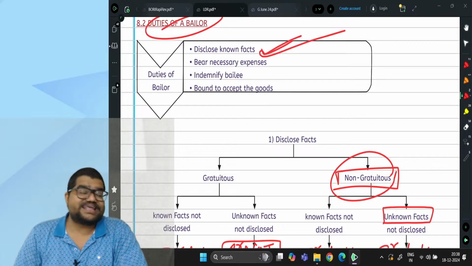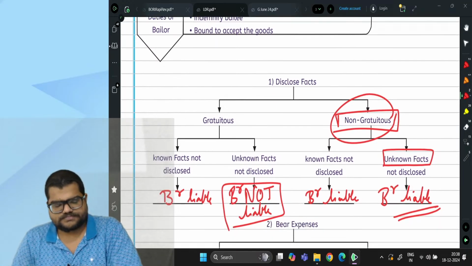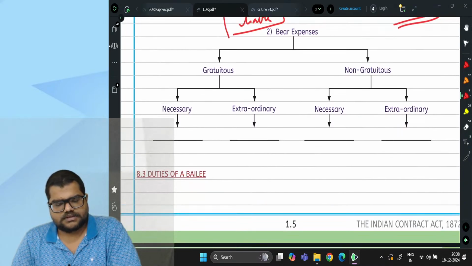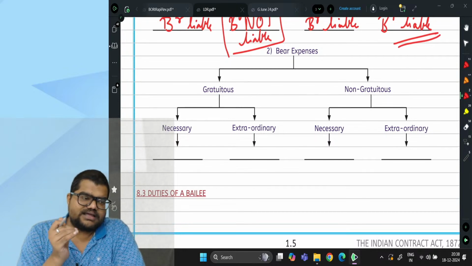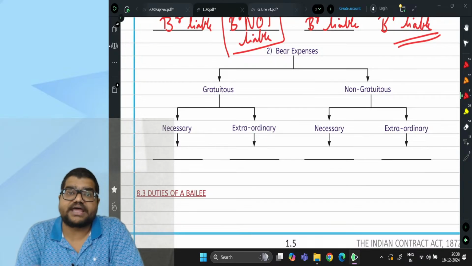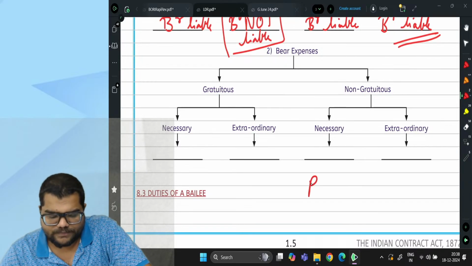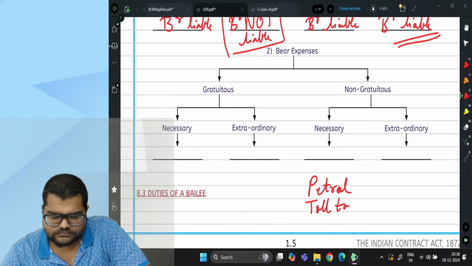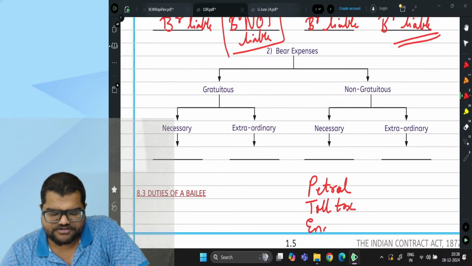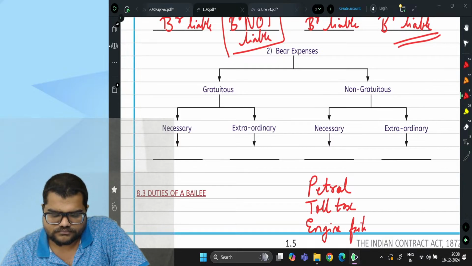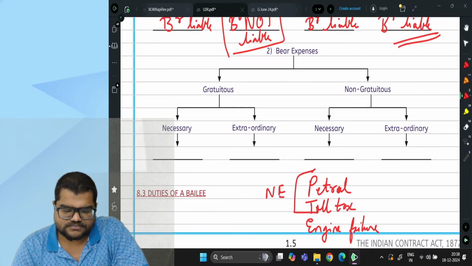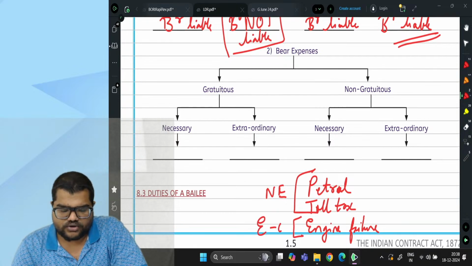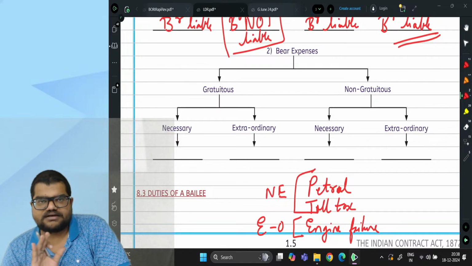Then we have bare necessary expenses. The point is, sir, what is necessary and what is extraordinary? Let's say if I lend my car to a friend, or if we take a car on hire, the expenses can be petrol, it can be toll tax, or it can be engine failure. Okay, obviously these two are necessary expenses and this is extraordinary expenses. This much is very easy peasy.